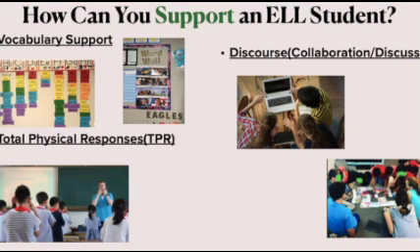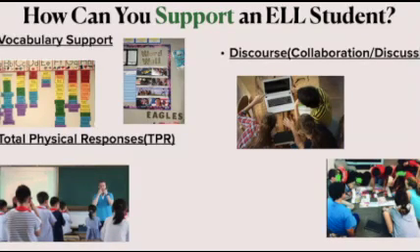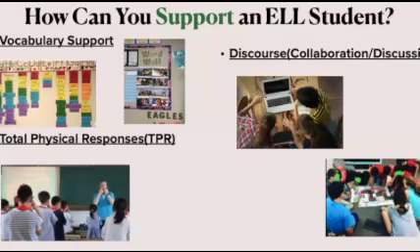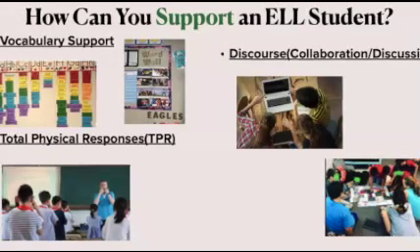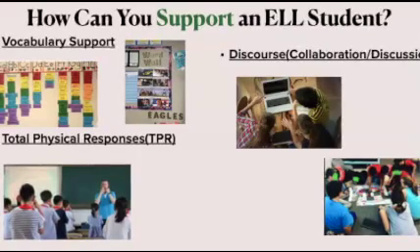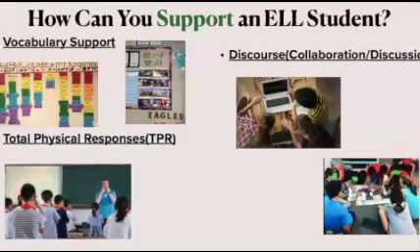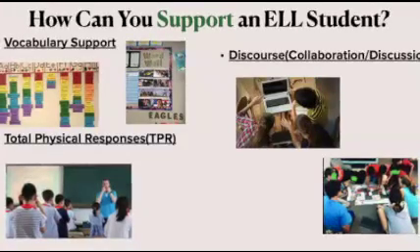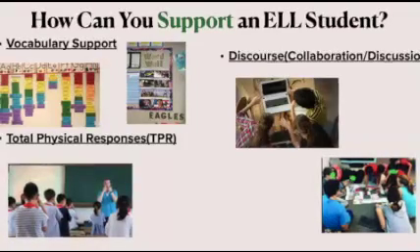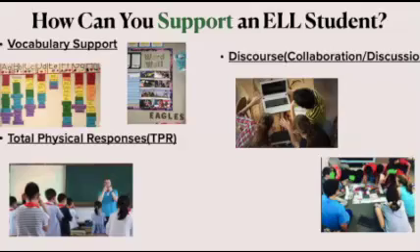When working with ELL students, it's important to build their vocabulary. Vocabulary support, like having a word wall or vocabulary words of the week, is really helpful for them because it helps them understand the purpose behind the words. That purpose leads to strengthening their ideas and their concepts that they are going to use in everyday life for the rest of their lives. So it's really important to build vocabulary.